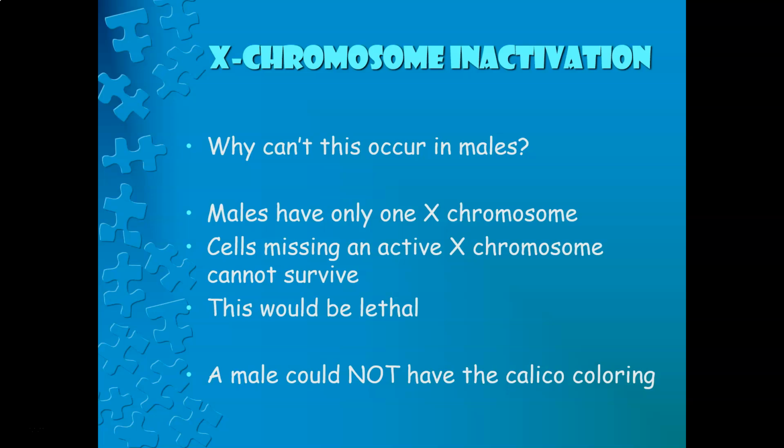It's female only. If I were to try to shut down that active X in a male, it would be lethal to that cell, and if I tried to do it to the organism as a whole, it would be lethal to the organism overall. So males cannot have calico coloring because they can't do this inactivation of their second X chromosome because they don't have a second X chromosome. So just kind of an interesting thing. So anytime you see a calico cat, you automatically know that it's female.